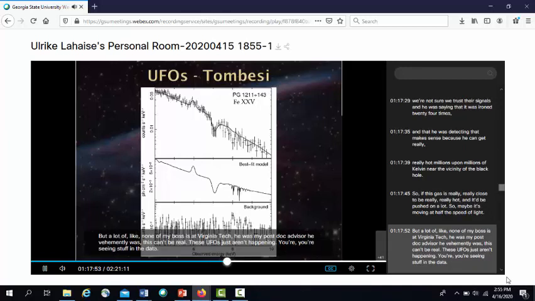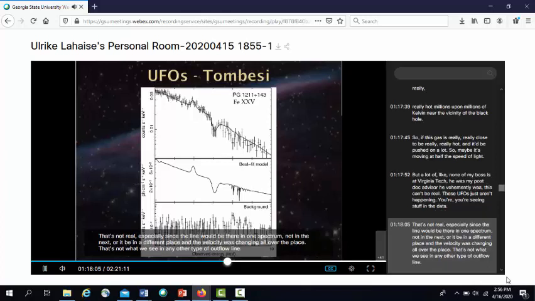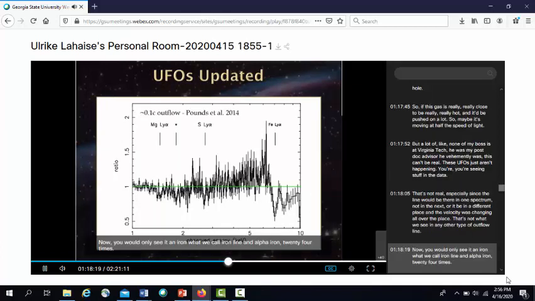But a lot of astronomers, like one of my bosses at Virginia Tech, my postdoc advisor, vehemently said, this can't be real. These UFOs just aren't happening. You're seeing stuff in the data that's not real, especially since the line would be there in one spectrum, not in the next, or it'd be in a different place, and the velocity is changing all over the place. That's not what we see in any other type of outflow line. Now, he would only see it in iron, what we call iron Lyman alpha, or iron 24 times ionized.